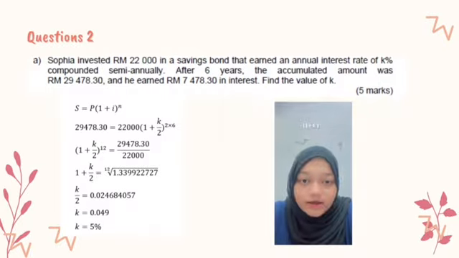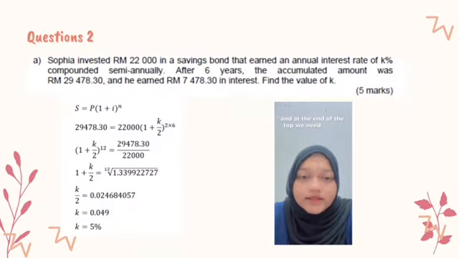Okay, we all know that the formula for this question is S = P(1 + i)^n. So we know that 29,478.30 is the S and 22,000 is the P, right? So we can just put it in the formula. In the question it said semi-annually, so we need to put k/2, and for the exponent we need to put 2 times 6 for 6 years.